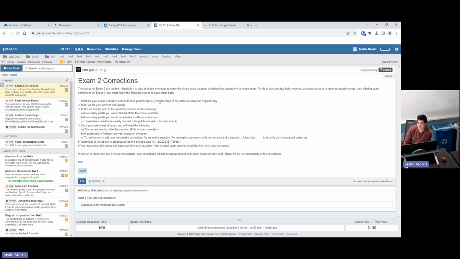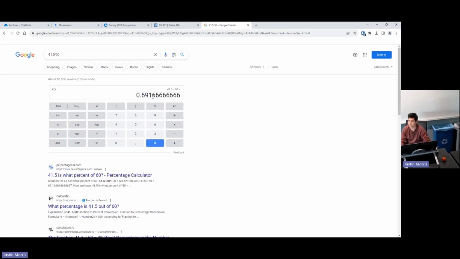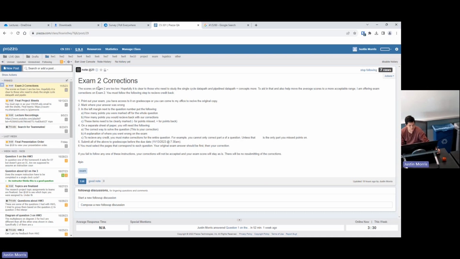To help you get started with reviewing this for the future, because exam 3 does build on the knowledge of exam 1 and 2. It's not cumulative, but in the sense that you need the prerequisite knowledge in order to understand the new concepts. So to help you get started with reviewing the concepts and to also solve this problem of the exam scores being a little bit too low, we're offering these exam 2 corrections.